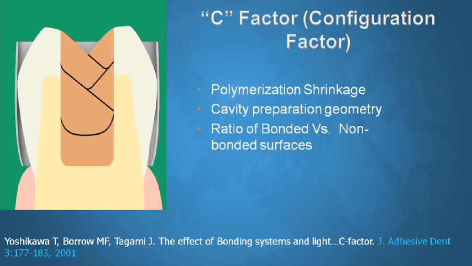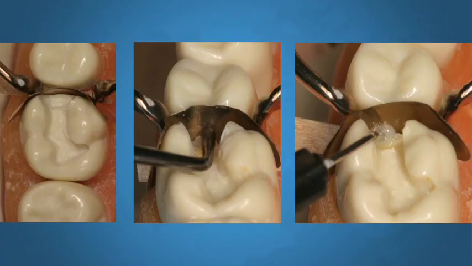So I tend to just do 2 to 3 increments depending on the size of the restoration. This is a fairly large restoration, as you can see in the picture. To me, this is a situation that requires 3 increments. The first increment is going to be a flowable that I'm going to apply on the cavo margin of the proximal box, or the proximal area. Now this is a G.V. Black preparation.